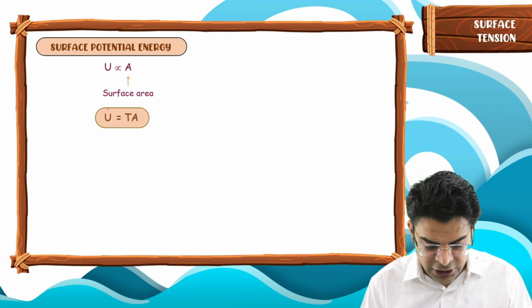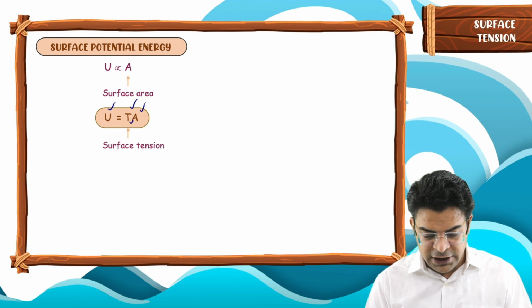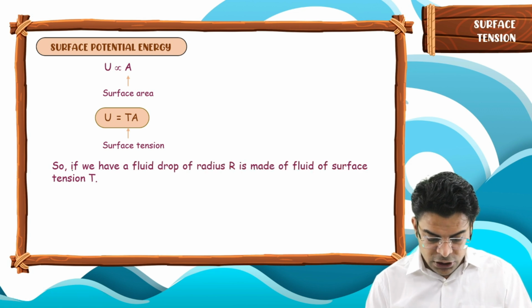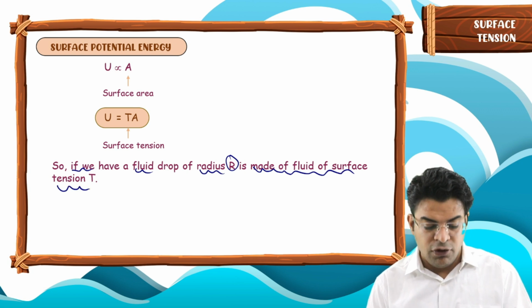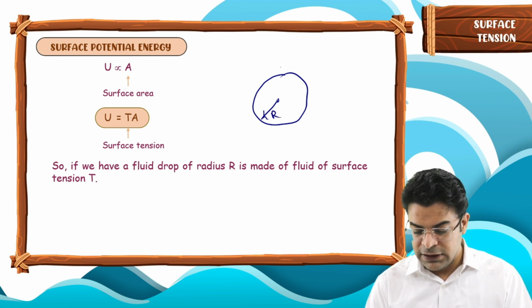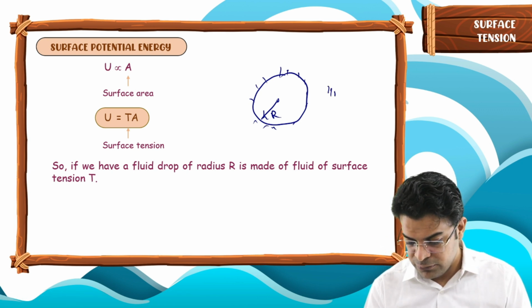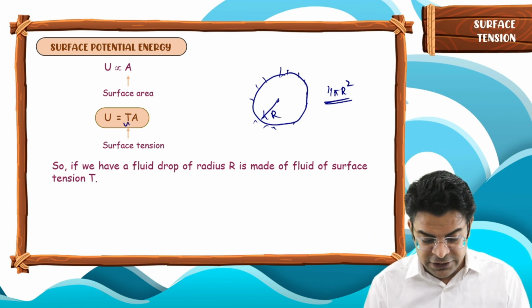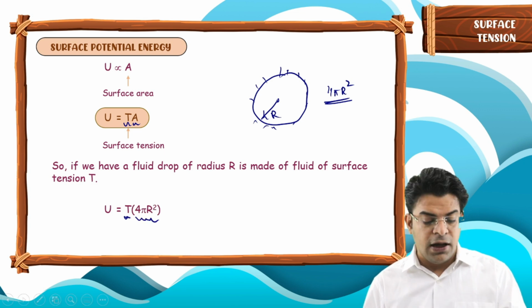So, surface potential energy equals surface tension times surface area. This quantity T denotes surface tension, and I will be using the same for the entire course. Moving on. If we have a fluid drop of radius r made up of fluid of surface tension T, what will be the surface potential energy? The surface area of this fluid drop in 3D will be 4 pi r square. So the surface potential energy associated with this drop will be surface tension times surface area, that is T into 4 pi r square.